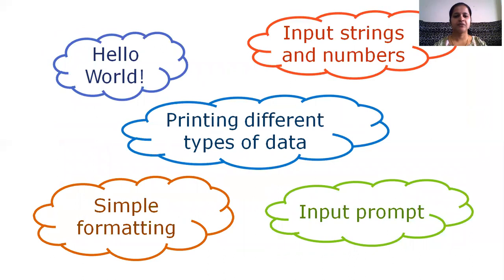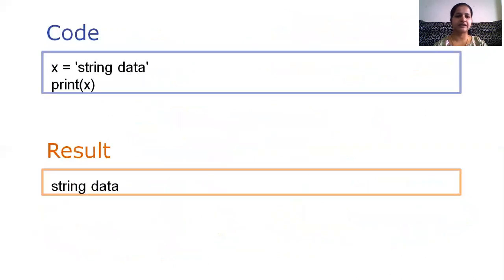So next, printing different types of data. So just now we have seen only printing the hello world, that is printing string type of data. Now we will see printing integer type of data and printing real type of data. So first string data, just like hello world, we are printing it: x equals to string data, print x.